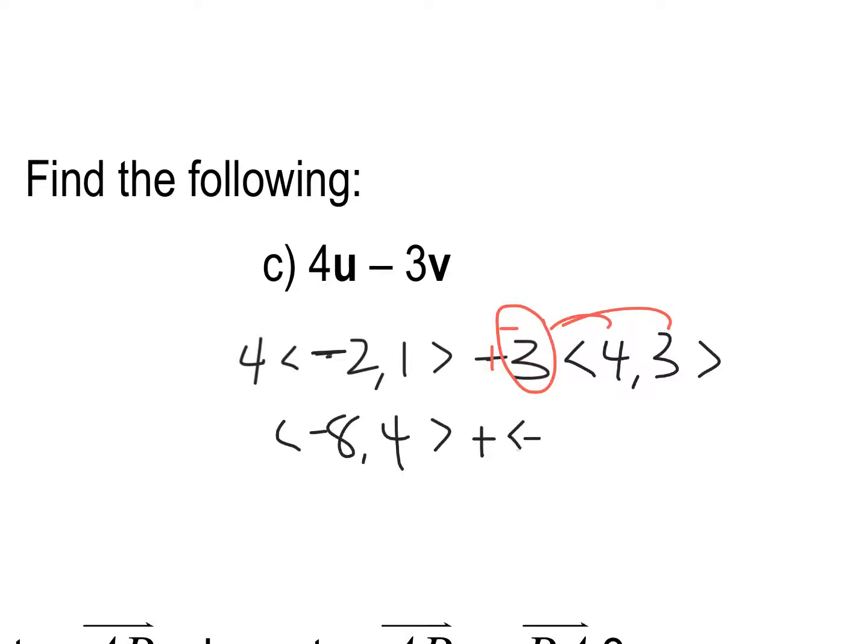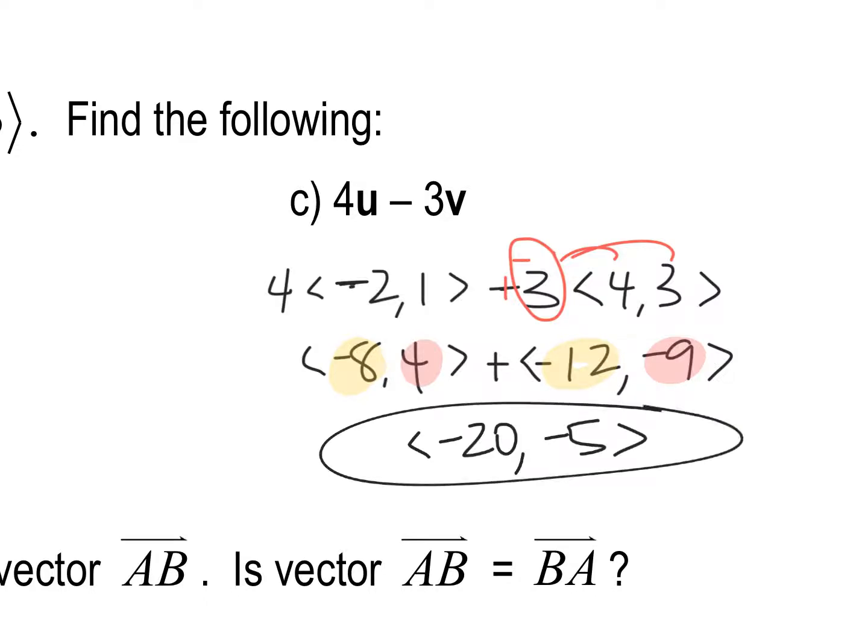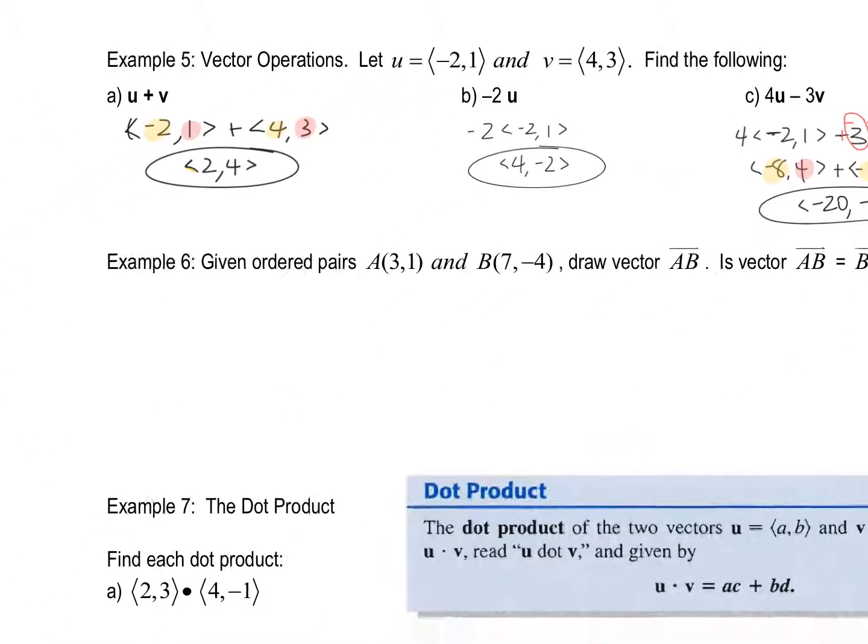So that changes to -12 and -9. And now I just have to add those together. So again, remember, what you're doing is you're taking the -8 and adding the -12 to it, and you're taking the 4 and adding the -9 to it. So that's going to give us an answer of -20 and -5. So pretty simple, but just wanted to briefly show you what that looks like. Let's move on to the next section.